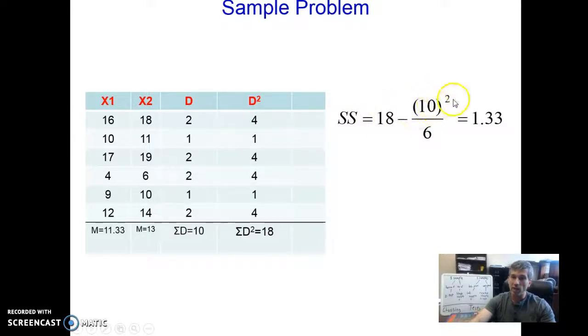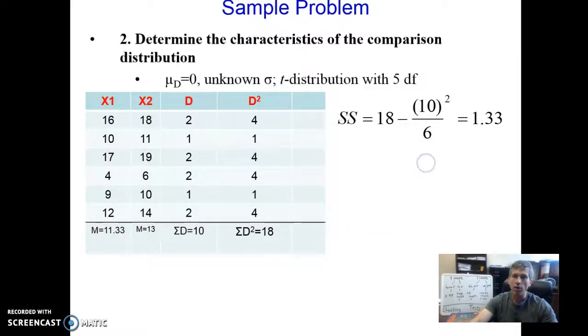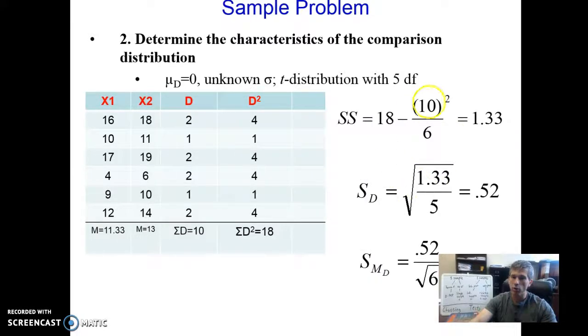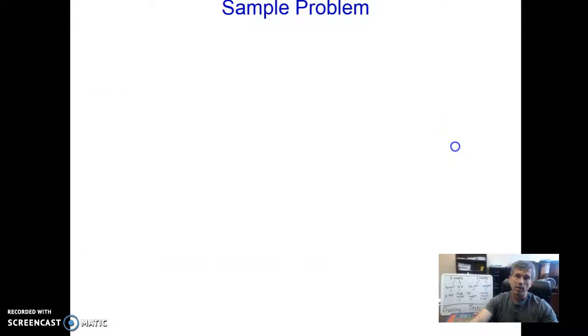Difference scores added up, then squared, divided by the number of people. We get a sum of squares of 1.33. Notice that's a tick different than the last one, but that's just because of rounding. It's going to turn out the same when we plug it into our standard deviation and standard error formula. So when you slice it, you wind up with 0.21. That's the last piece of information in this step. It's going to be the denominator of our test statistic.